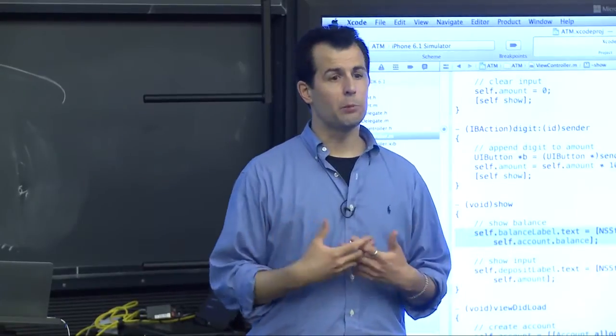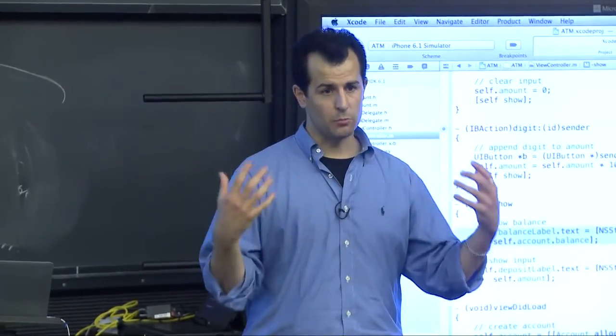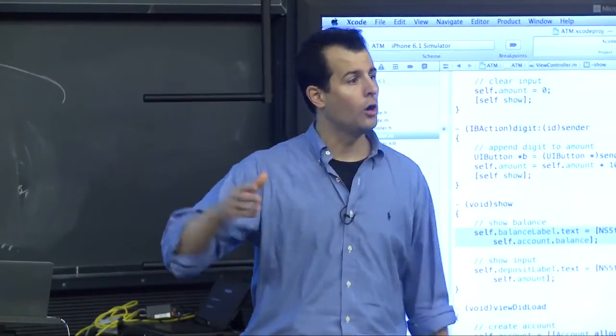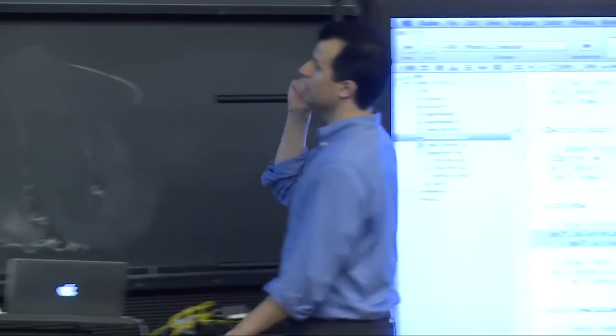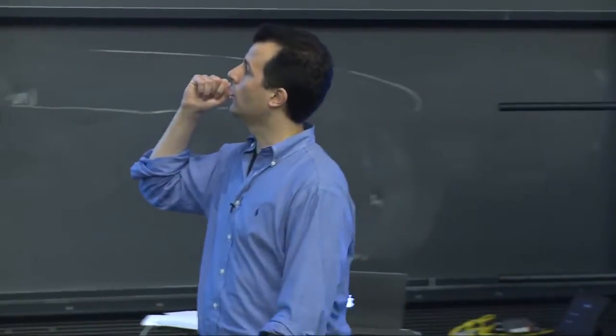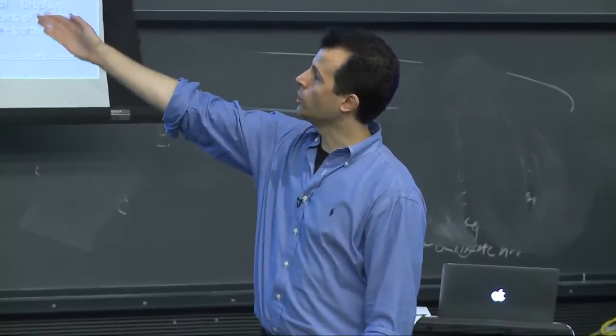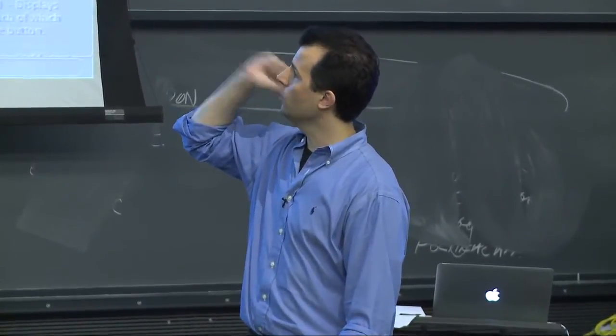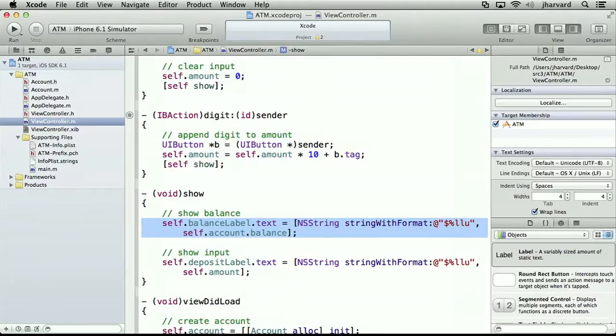So if you're familiar with C, %d is what you typically use for a decimal number, but in this case we want a long and unsigned. So cryptic, but it's perfect for what we want for our unsigned long. What do I want to paste into that value? Comma self.account.balance, whose type is again unsigned long.